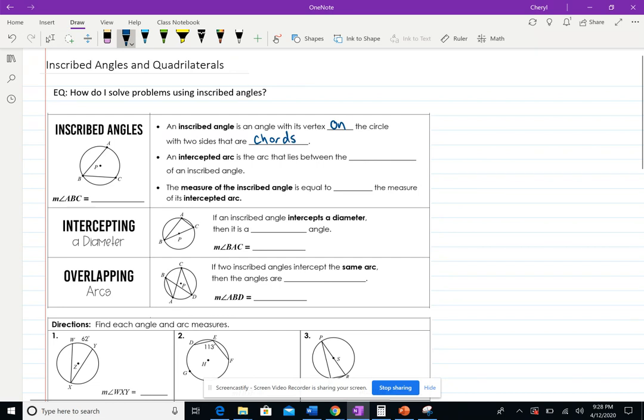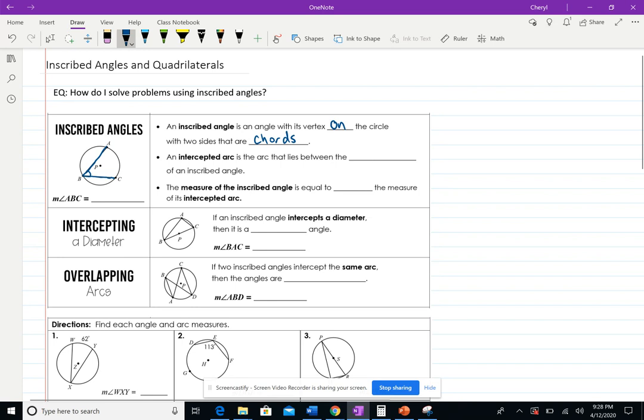Okay, so I'm going to outline the inscribed angle here. It's angle ABC with its vertex B on the circle and two sides that are chords. So we have chord AB and chord BC.